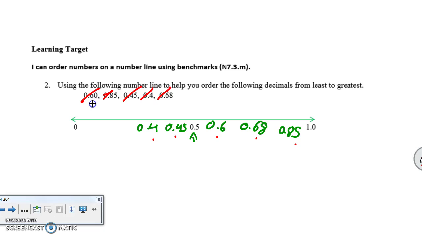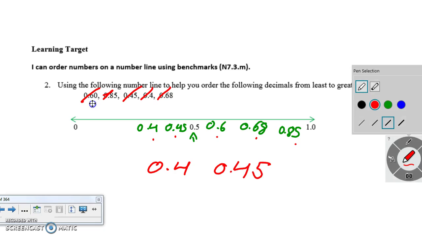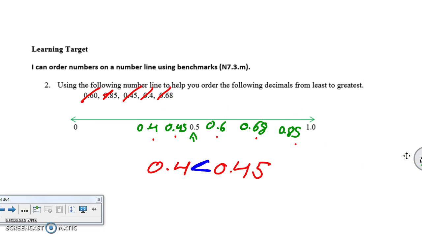Be careful if you get hung up with the difference between 0.4 and 0.45, and you're wondering which one of those is greater. The way I like to think about it is like with money: if I have 40 cents or if I have 45 cents, I know that 45 cents is more. So that's one good way that you can think about decimals. So take a look at that and give yourself a mark if you got all that correctly.